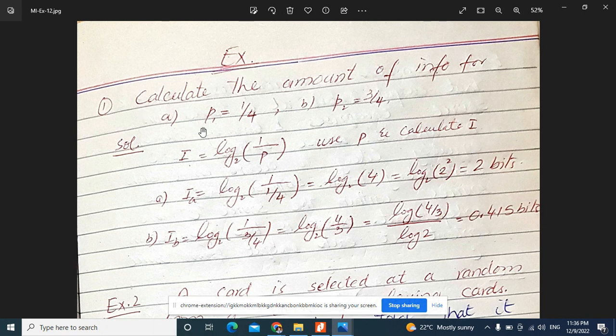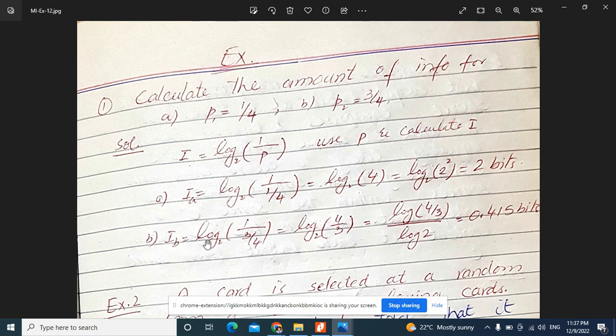In example 1, the probability of message 1, P1, is equal to 1 by 4, and the probability of message 2, P2, is equal to 3 by 4, and you need to calculate the information of each message. So I is equal to log 2 1 by p. If you use the value p1 equals 1 by 4, then 1 by 1 by 4, so this 4 will go upstairs because it's in the denominator. Then log 2 of 4 is equal to log 2 of 2 raised to power 2, which is equal to 2 bits.